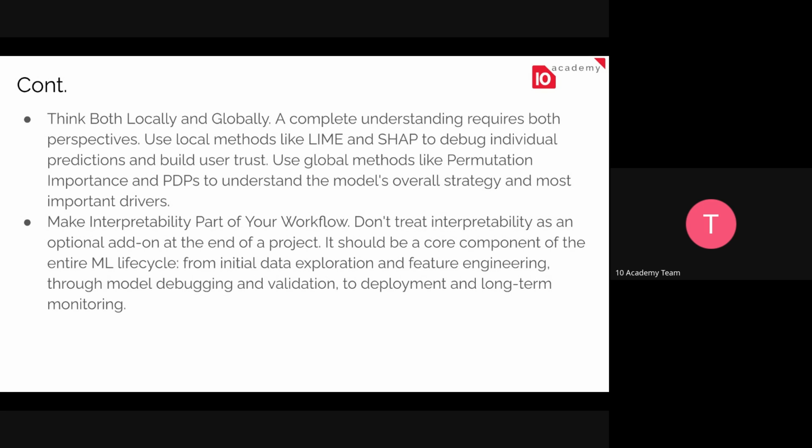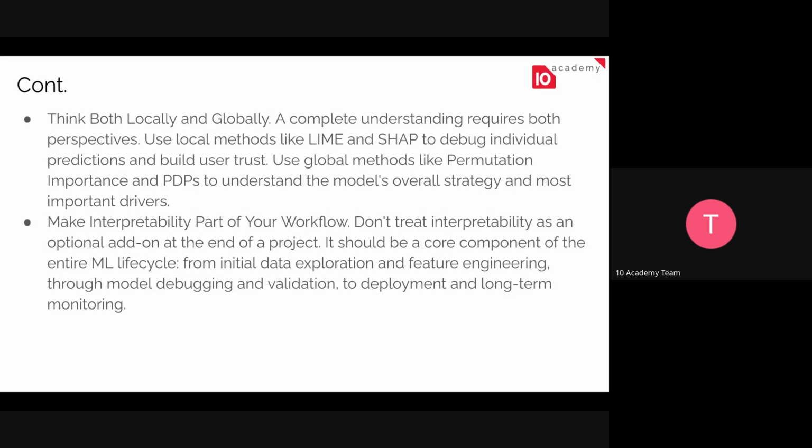So use LIME and SHAP for local and PDP and permutation importance for the global. So LIME and SHAP will help you debug individual predictions and build user trust, and the permutation importance and PDP help you understand the overall model and strategy and what are the most important drivers for the model or for the decision making.